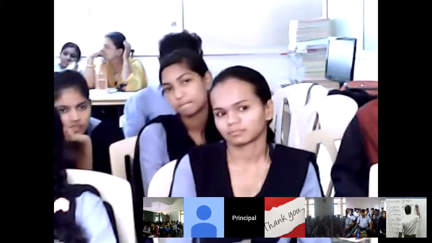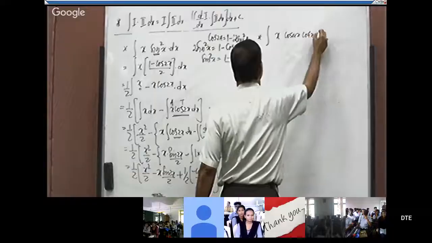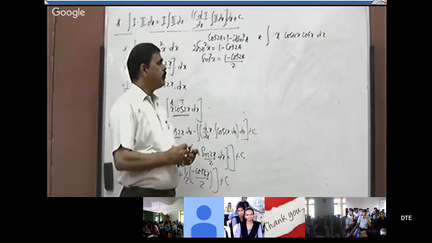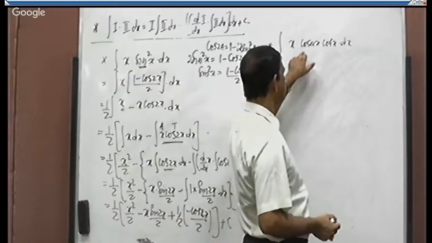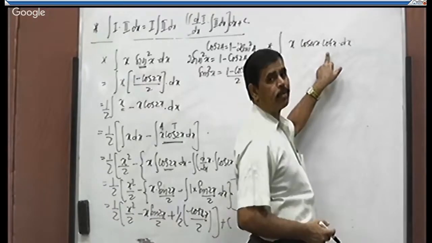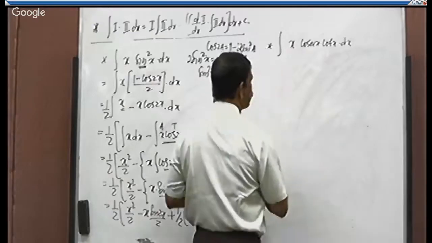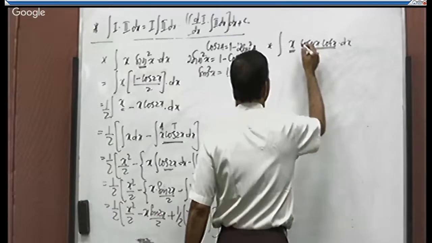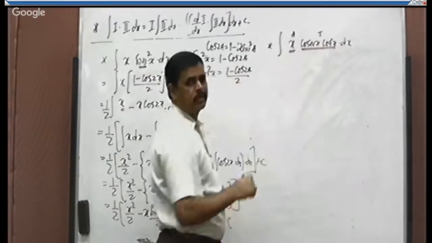Next one, integration of x into cosecant x into cot x dx. Observe the problem. Here we have three terms, that is x into cosecant x into cot x. To apply integration by parts, we should have only two terms, right? You make them into two. This is one, this is another. This is algebraic, this whole thing can be treated as trigonometric, right?